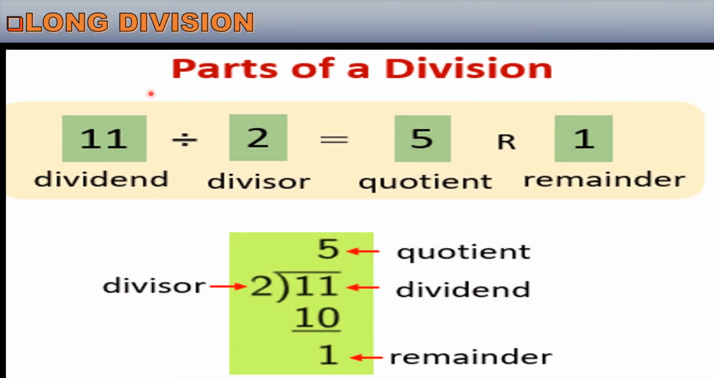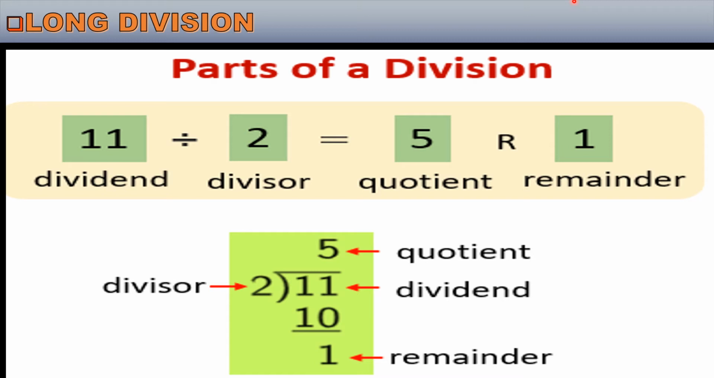Let us learn the parts of a division. The parts of a division are dividend, divisor, quotient and remainder. Dividend. The number that we divide is called the dividend.